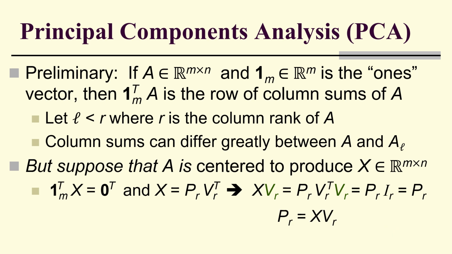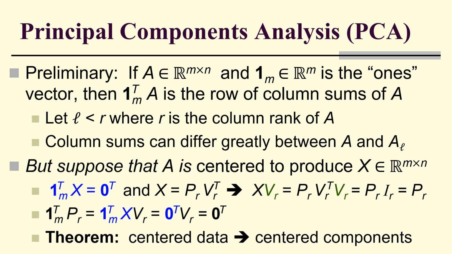Now, P sub r is X V sub r, which means 1 sub m transpose P sub r is equal to 1 sub m transpose X V sub r. But notice that means we can use what's in the first line and we get zeros.